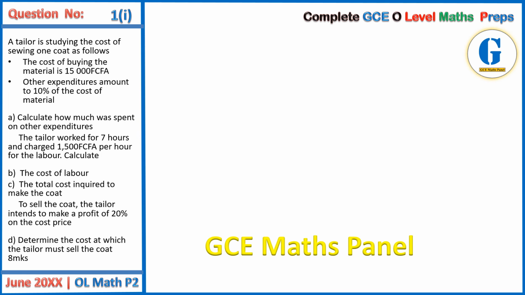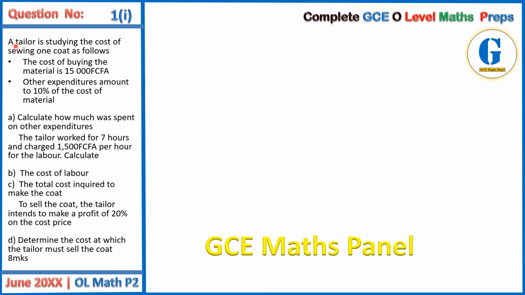Now the next long question reads, a tailor is studying the cost of sewing 1 coat as follows. The cost of buying material is 15,000. Other expenditures amount to 10% of the cost of material. Here now we are in ratio and proportion as well as profit and loss mixed together. Calculate how much was spent on other expenditures.